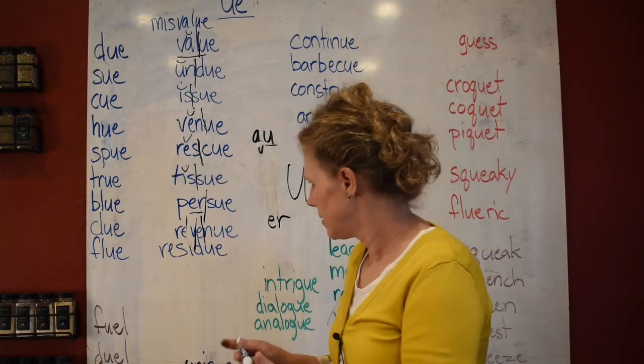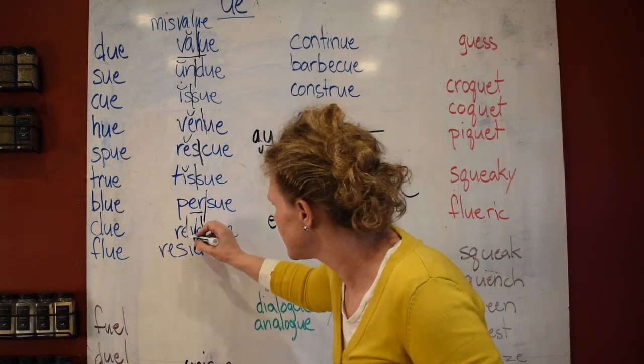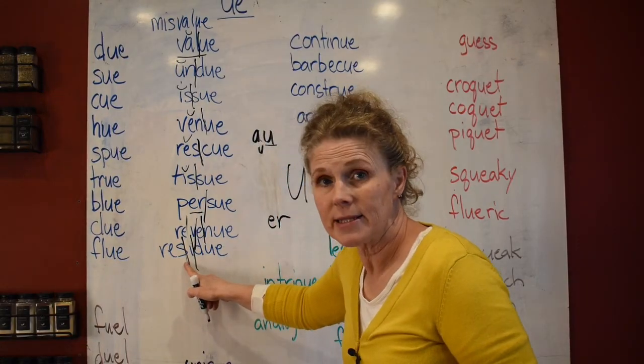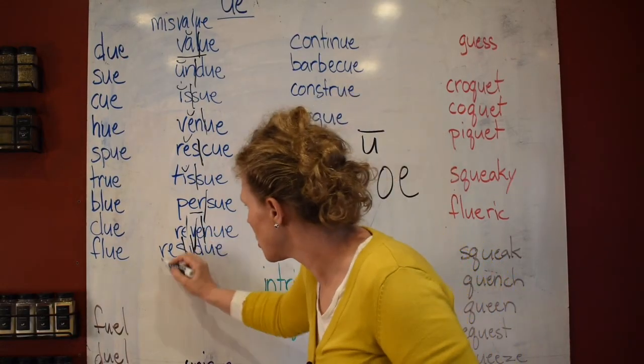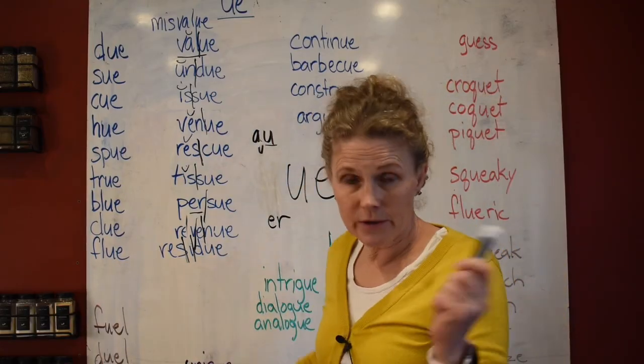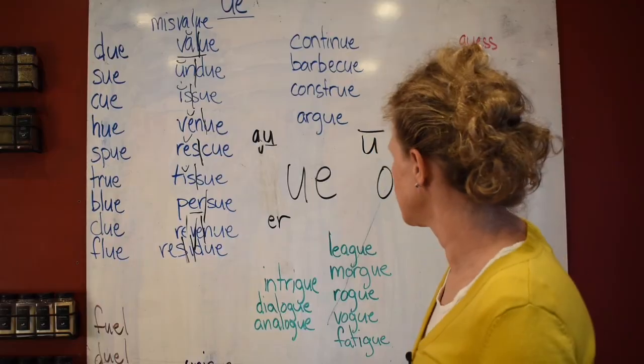Revenue. It's going to break here. Residue. Residue. Closed syllable right there. And this is saying I because of another reason, and we won't go into that lesson today.